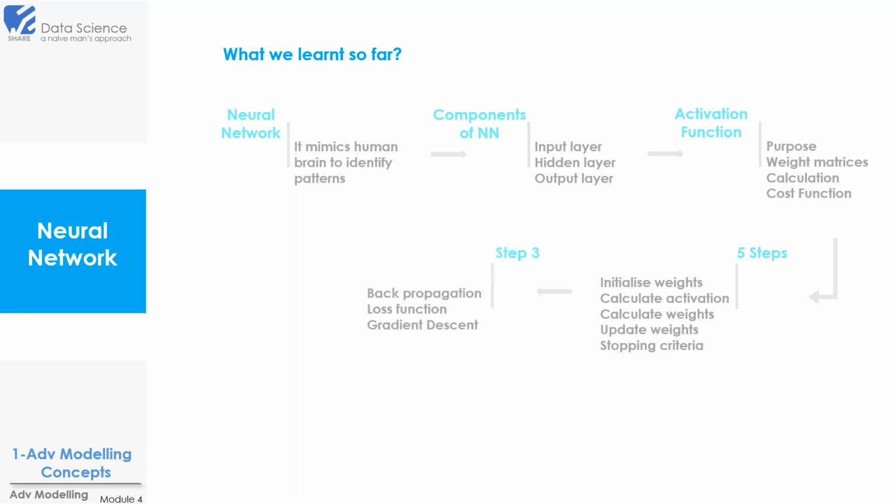So the step 3 that we had discussed in detail had 3 things: backpropagation, loss function, and gradient descent. Now the goal of backpropagation was to adjust each weight in the network in proportion to how much it contributes to overall error. So basically, if we reduce each weight's error, eventually we will have a good prediction. So that was the whole idea for using backpropagation.